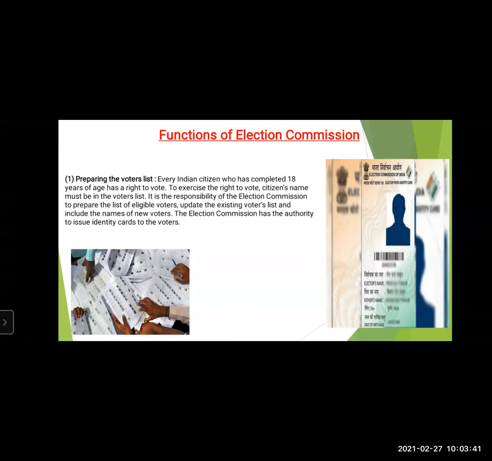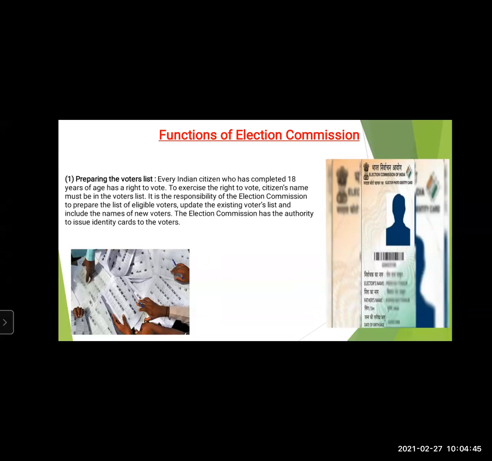Every Indian citizen who has completed 18 years of age has a right to vote. As I have explained in the previous chapter also, students, previously the age was 21 years and it was restricted to few individuals to vote, but later the age was reduced from 21 to 18 years, so that there is a lot of participation of the young generation in politics. To exercise the right to vote, citizens' names must be in the voters list. You can see in the picture how the voters list looks. If you have to use the right to vote, your name should be mentioned in this voters list.